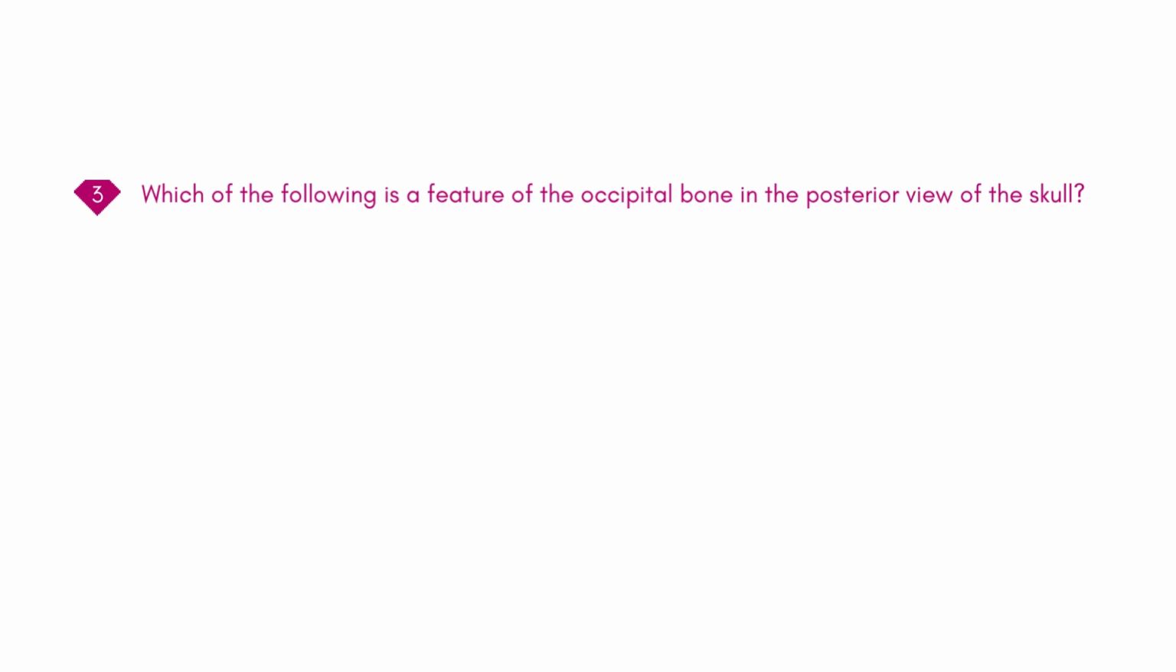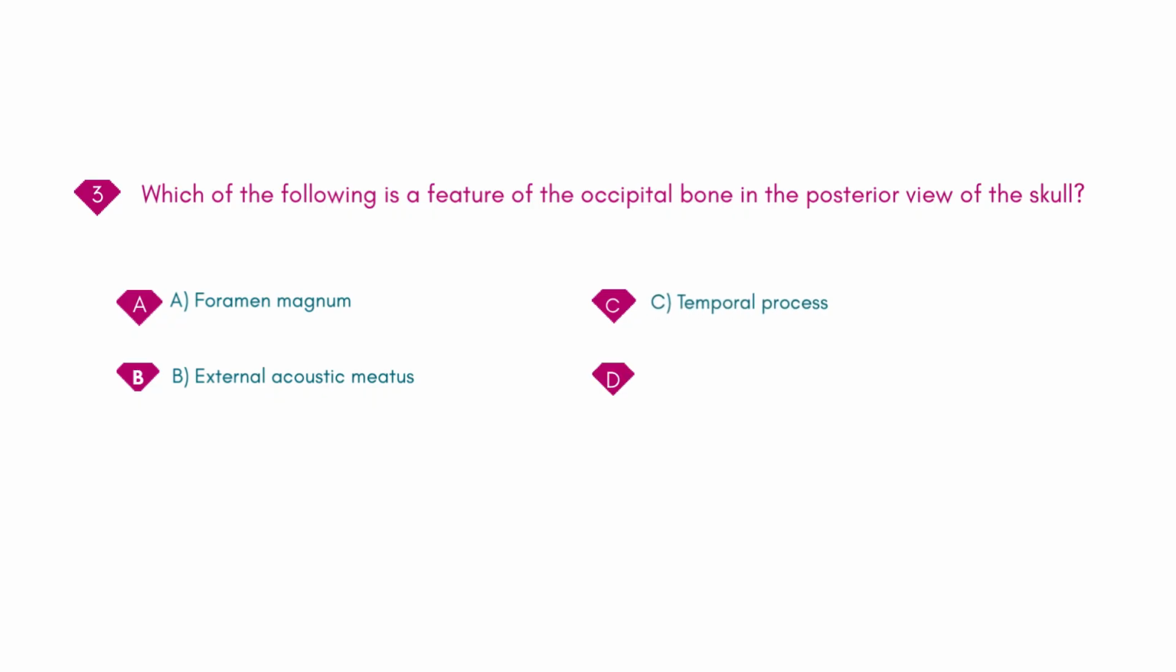skull? A. Foramen magnum. B. External acoustic meatus. C. Temporal process. D. Mastoid notch. Answer: A. Foramen magnum. The sagittal suture is visible in the posterior view of the skull, joining which two bones?